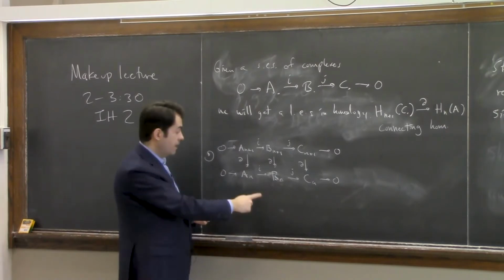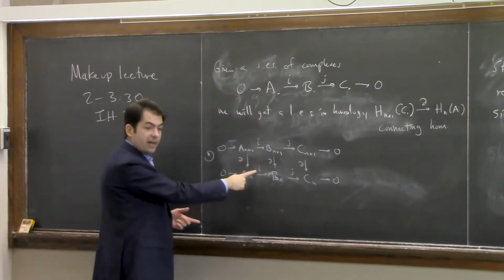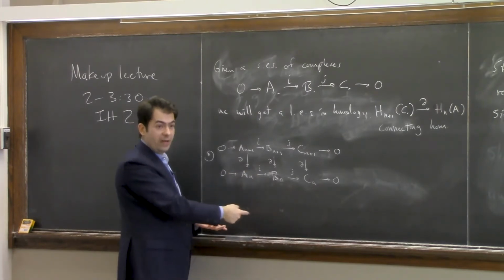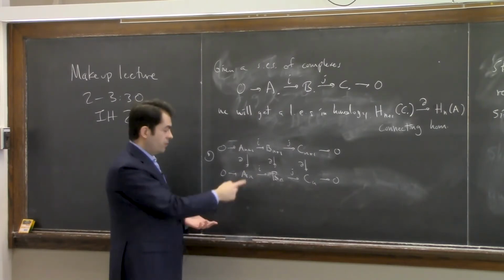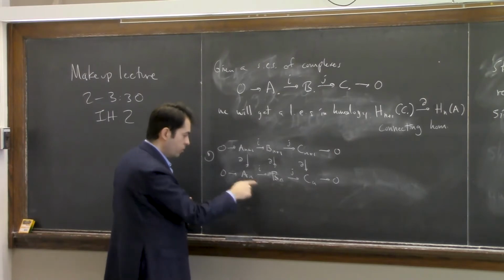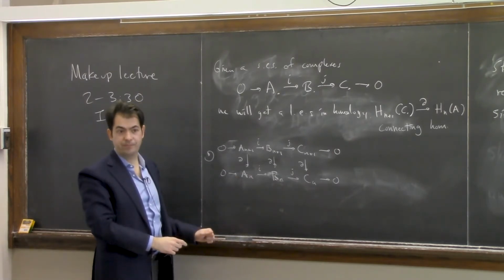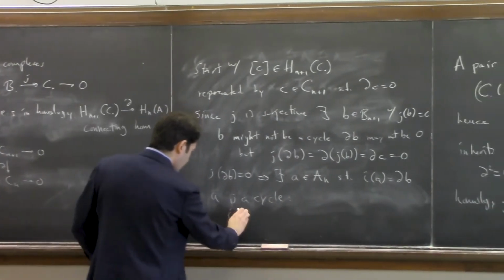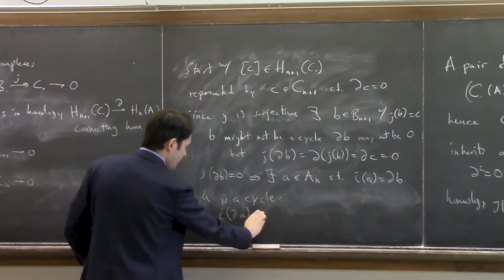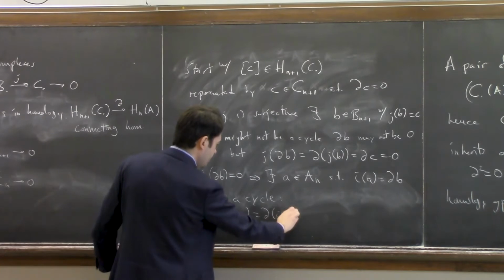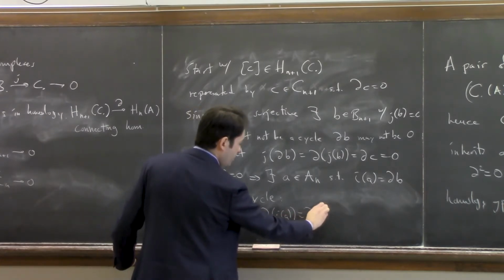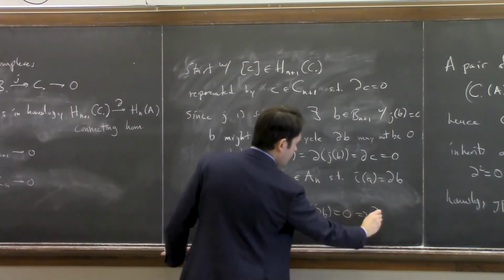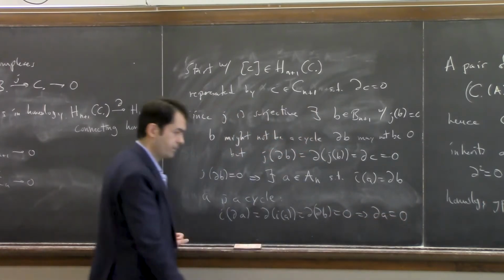0. But exactness says that I is injective. So if you ever apply I and get 0, you had to be 0 to start with. So since going down and to the right gives me 0, going down has to have already given me 0. So the I of the boundary of A is equal to the boundary of I of A, is equal to the boundary of B, is equal to 0. Hence, boundary of A is equal to 0.